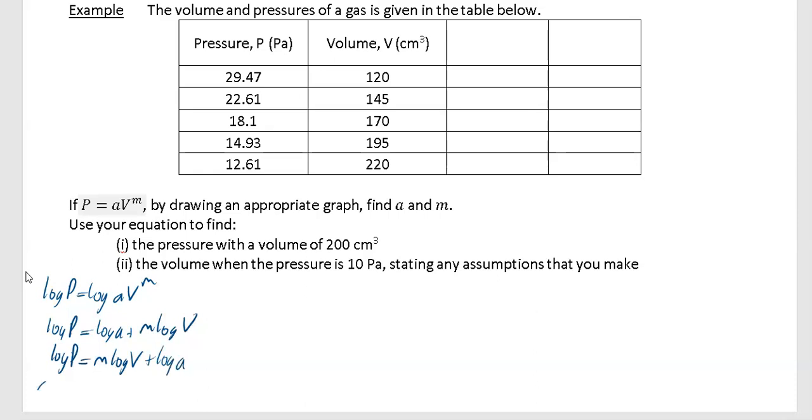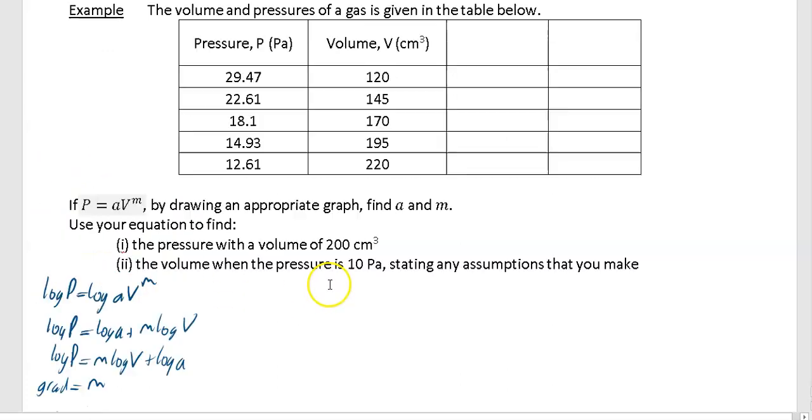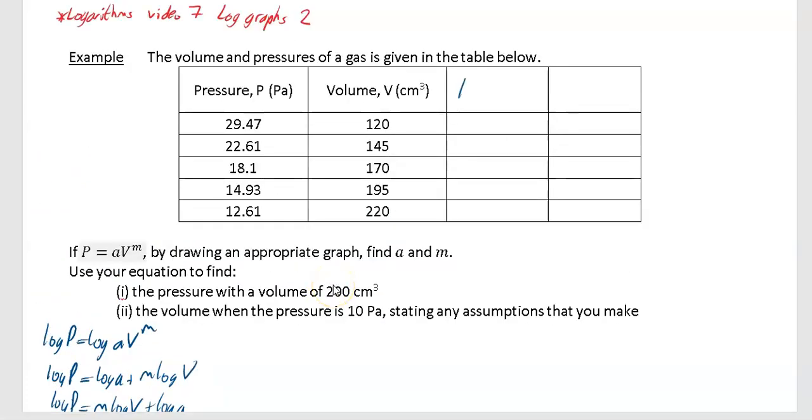So here it is clear my gradient is equal to M and my intercept then is log A, but we'll not be able to find the intercept from our log graph. So we're just going to look at how we'd actually go about finding the gradient. Oh, sorry, I forgot to say, that's also my y equals mx plus c. So log P goes on the vertical, log V goes on the horizontal. So just fill that in now. That's going to be my log P goes here, and my log V goes here.